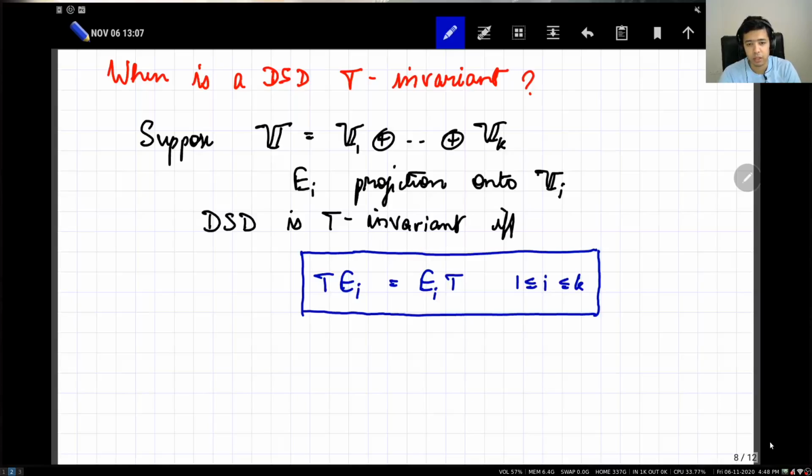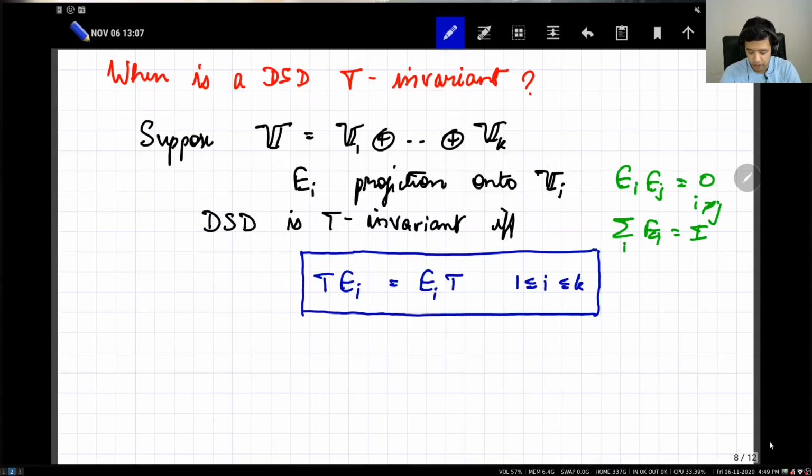Now if we look at the projection matrices corresponding to each of the Vi's, since we have this direct sum decomposition V into V1 plus V2 plus all the way up to Vk, we also have the corresponding projections E1, E2 up to Ek, where Ei projects onto Vi, and we also have the property that Ei Ej equals 0 for i not equal to j, and the sum of the Ei's is equal to the identity matrix, right? So we have this collection of projection matrices, and a necessary and sufficient condition for this direct sum decomposition to be T invariant is that T times Ei should be equal to Ei times T for all i, right? So in other words, the projection matrices should commute with the operator T.